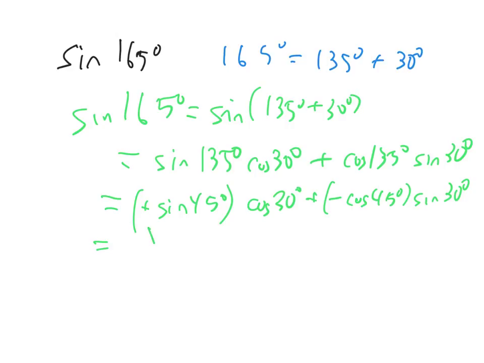Sine of 45 is root 2 over 2. Cosine of 30 is root 3 over 2. We get that minus sign. Cosine of 45 is root 2 over 2. And sine of 30 is 1/2. And then we just multiply things together.